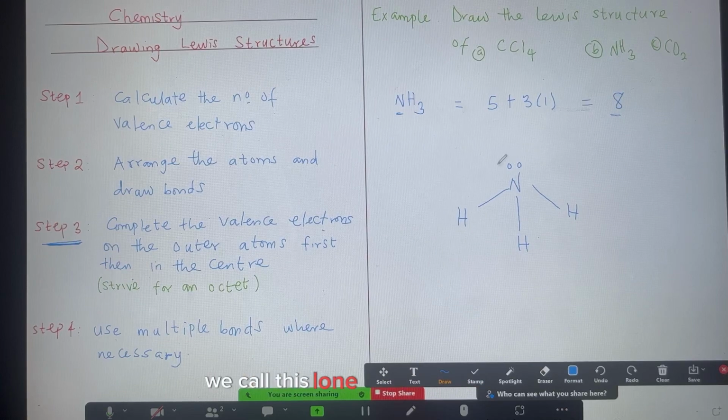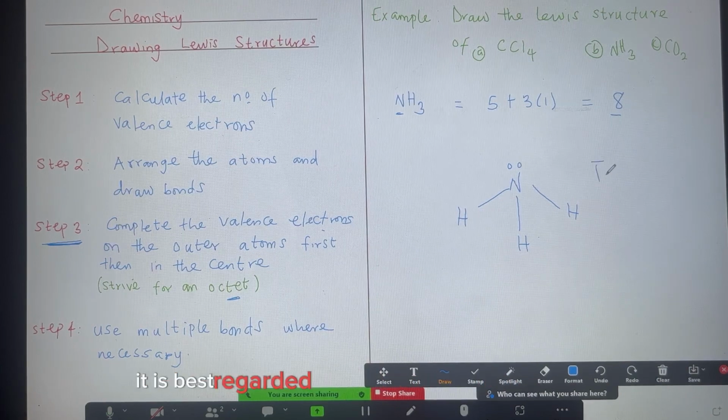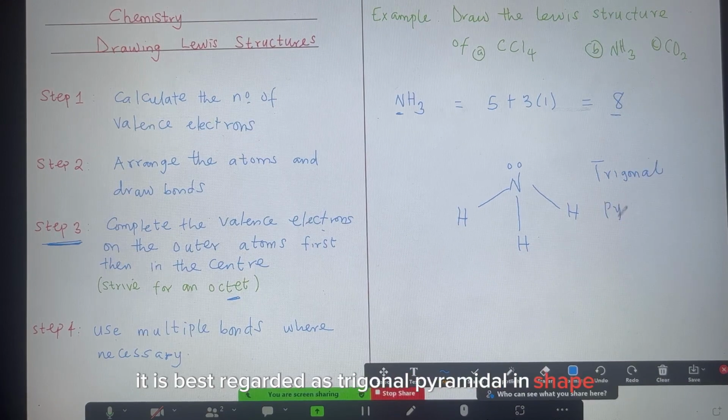We call this lone pairs of electrons. So we're striving to get an octet, meaning that we want to have each of them having 8 electrons around them, apart from hydrogen, because hydrogen needs just 2. It only attains a duplet. Right, so this is the Lewis structure of ammonia, and because of this arrangement, it is best regarded as trigonal pyramidal in shape.